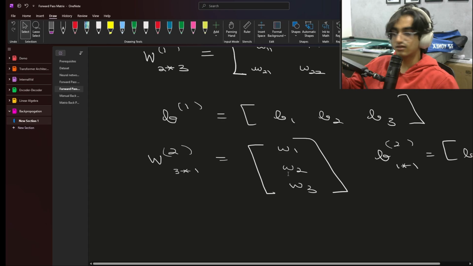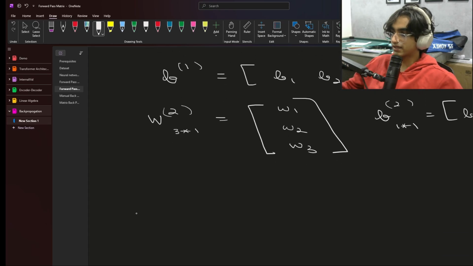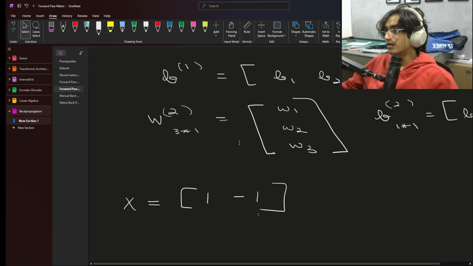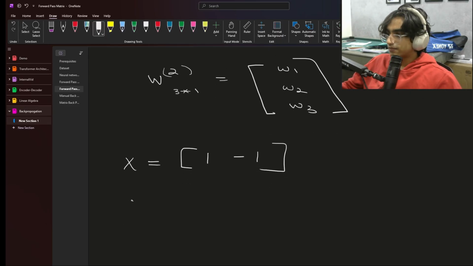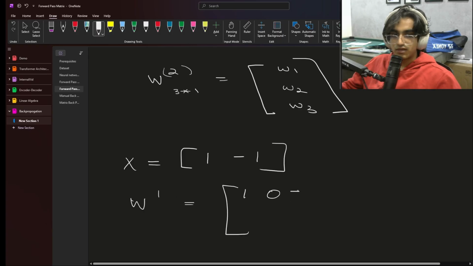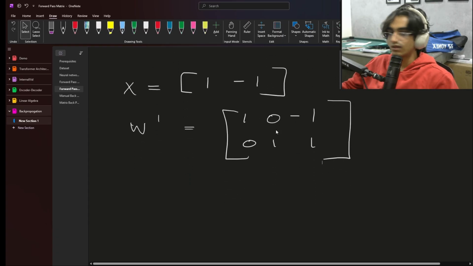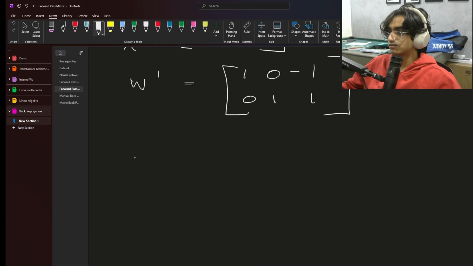So how is this going to look? Our x will just fill out the values. So our x is 1, minus 1. Our W1 is going to be 1, 0, minus 1, and 0, 1, 1. And our bias 1 is just going to be all zeros since we took it as all 0.